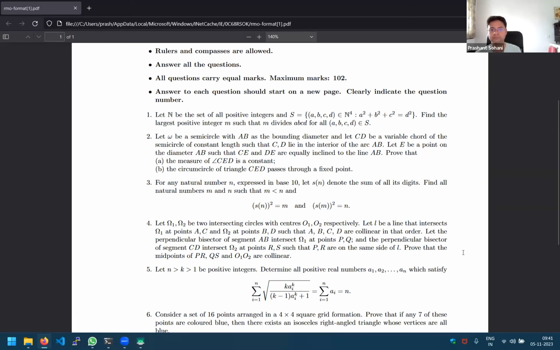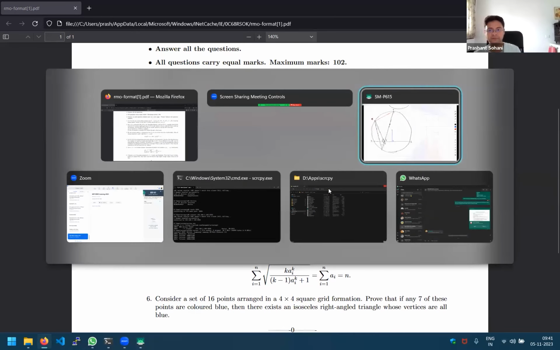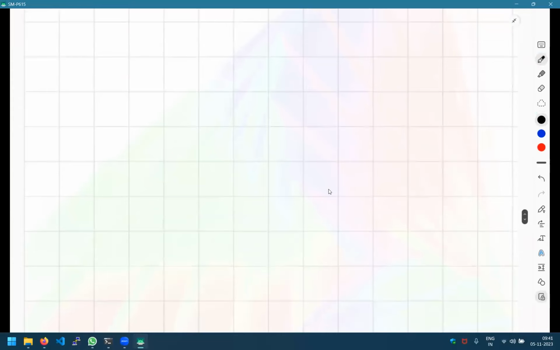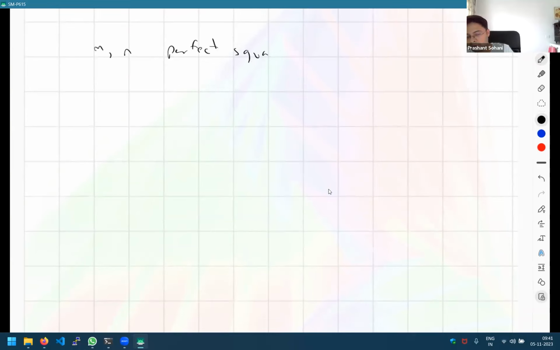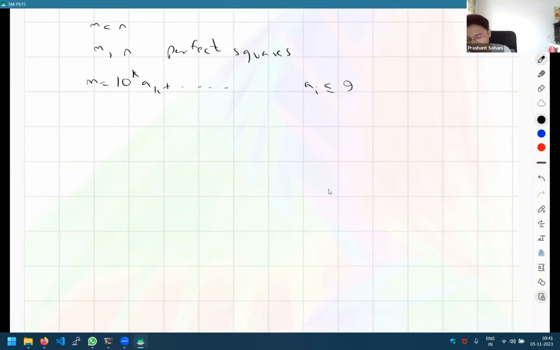Anybody who has solved question three? Yes, Janvi. We can get bounds on M and N. We first know that M and N are perfect squares. Yes, correct. Okay, go ahead. We can assume M to be 10 raised to k times a_k plus 10 raised to k minus 1 times a_(k-1), and so on, where all the a_i's are less than or equal to 9. Yeah, correct. They are all the digits of M.